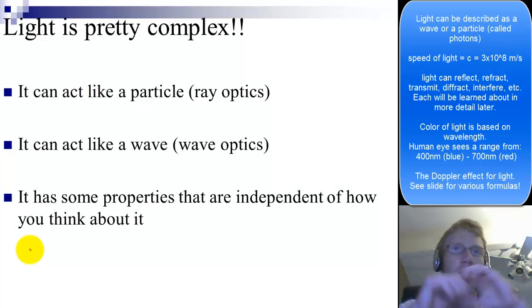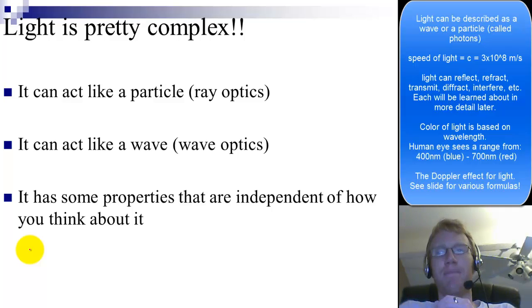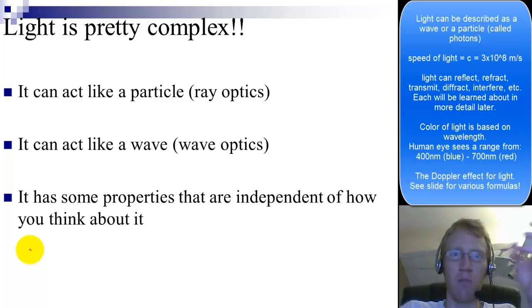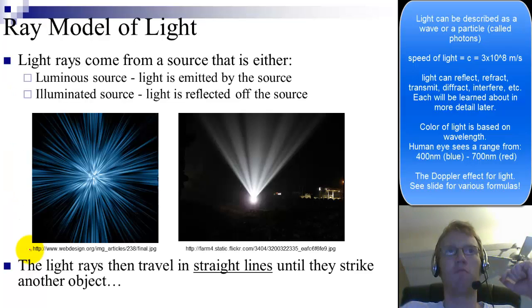Okay, so the first thing is you have to accept the fact that when you do different experiments under different circumstances, sometimes light can act like a particle, which is called ray optics. That's the study of light as a particle. And sometimes it can act like a wave, and that's called wave optics. And then there are other properties that it has that are true of it, regardless of which way you think about it. For example, the speed that it travels. Whether you think of it as a wave or a particle, the speed that it travels is the same regardless. So we're going to start exploring, just in brief, these three different categories of properties of light.